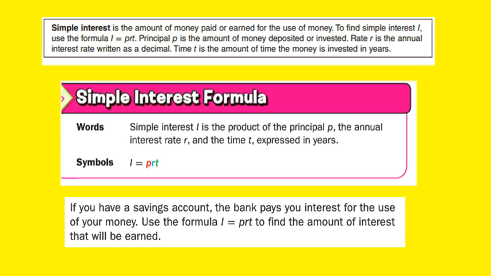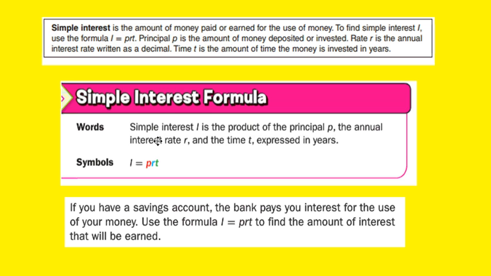Principal, P, is the amount of money deposited or invested. Rate, R, is the annual interest rate written as a decimal. Time, T, is the amount of time the money is invested in years. Here's the simple interest formula again.